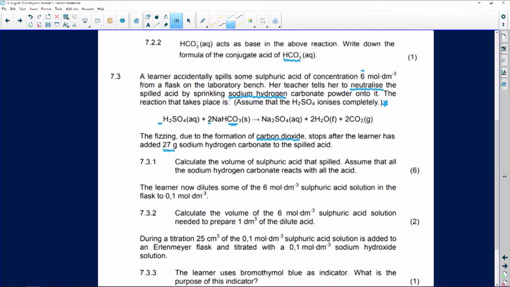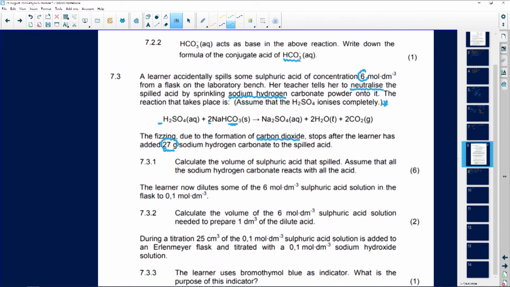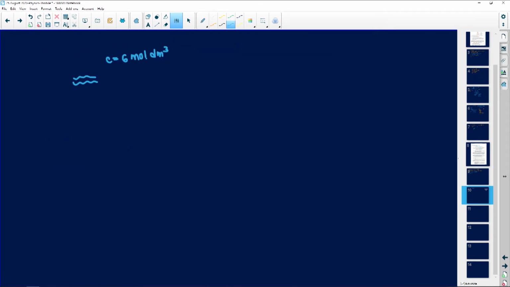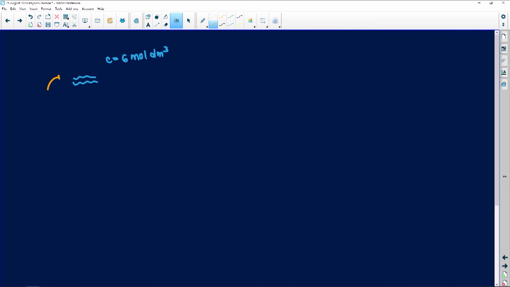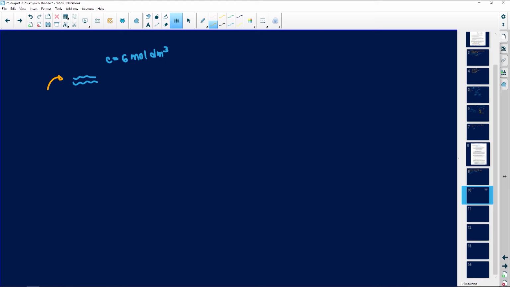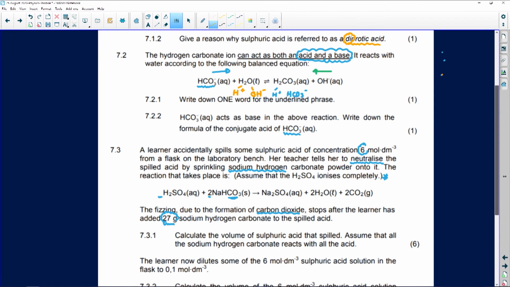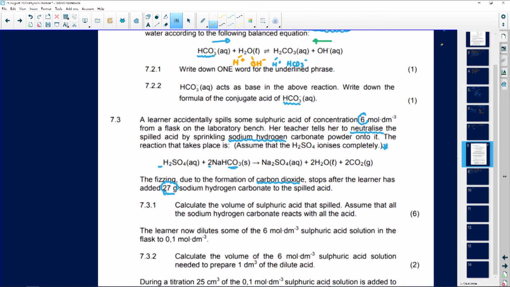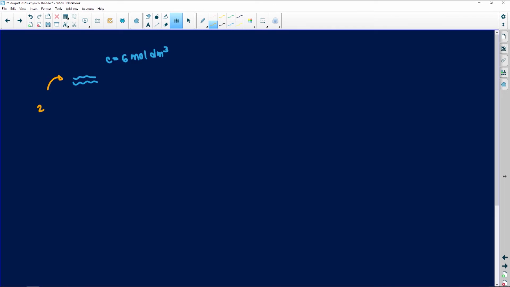So we have the concentration of my acid. Now we have the grams of the sodium hydrogen carbonate. I just want to put it here. So let me look here. That's my sulfuric acid that was spilt. And then they're telling me that we are adding 27 grams of that powder.